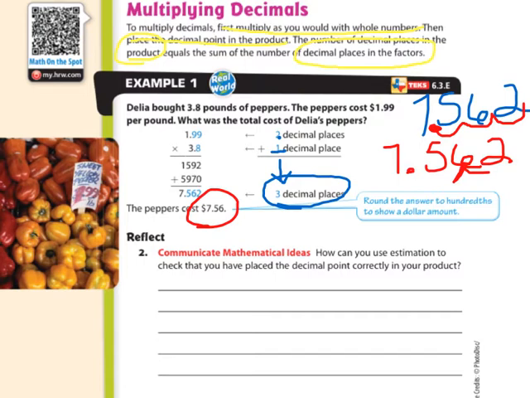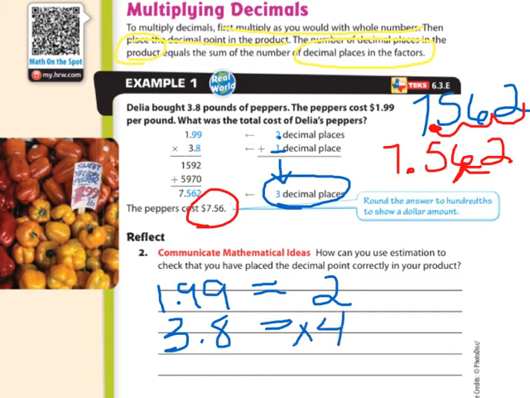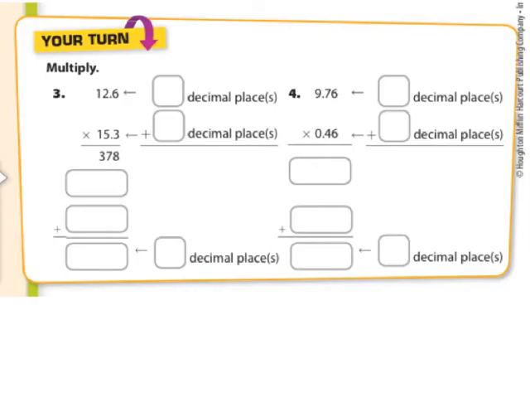Okay, so if we were going to check to see if our answer made sense or if our answer was correct, then we would take our $1.99 and we would round that to 2, our 3 8/10, and we would round that to 4. And then we just simply multiply those two numbers together, and 2 times 4 is 8. And 8 is very close to $7.50. So we know that our answer makes sense.